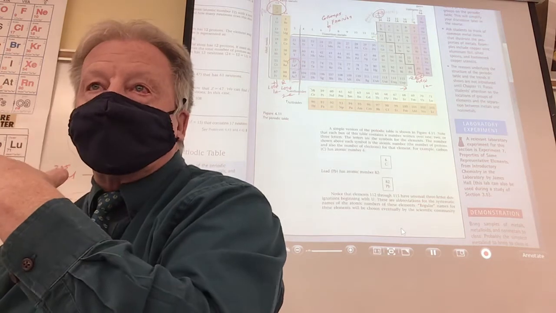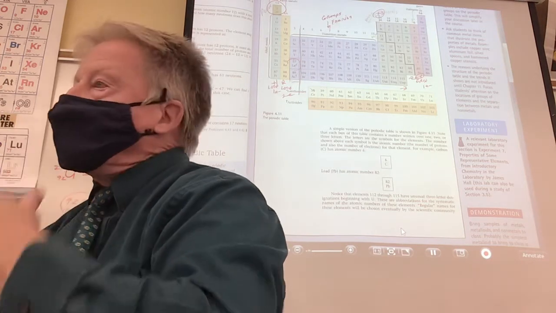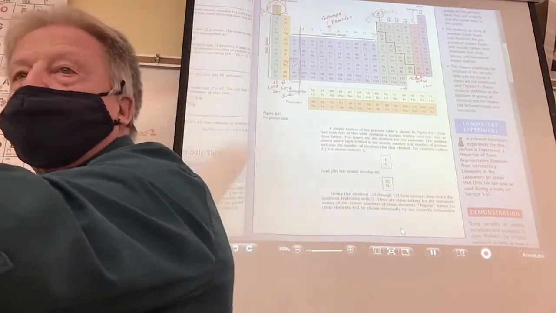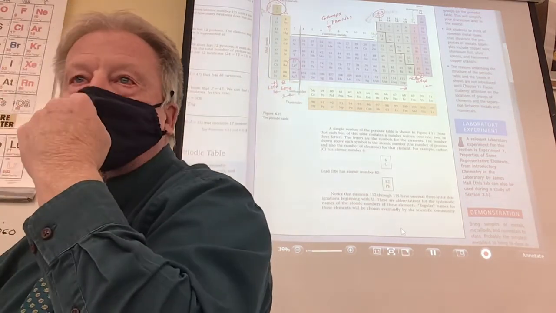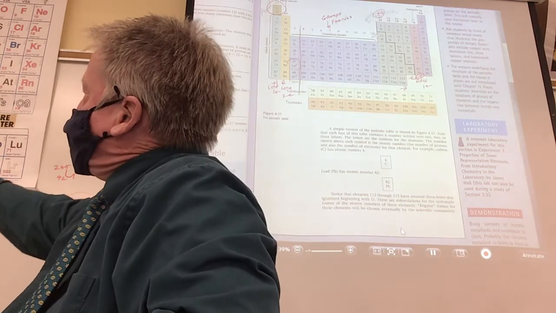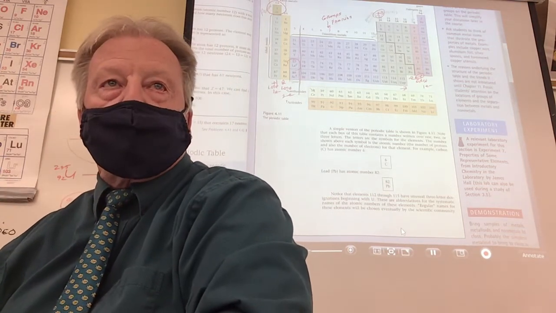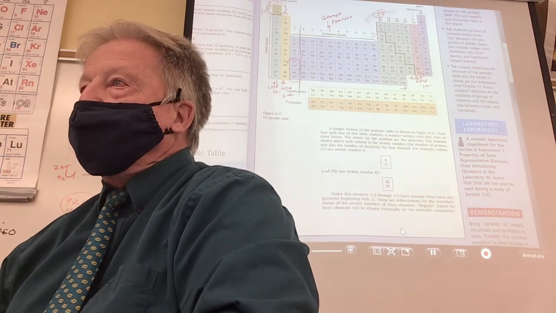Now what do you call this column right here? Alkaline earth metals. Got that? Okay, what do you call this big square block? This big block. They have them color coded. See, they have a nice colored picture. What do you call this group of metals? The transition elements or transition metals. Same thing. Got that? That's pretty easy.